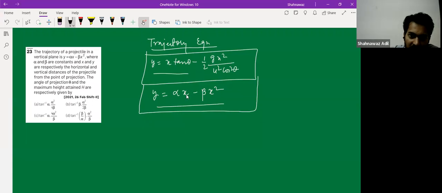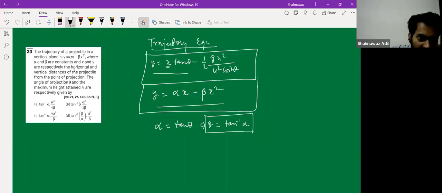So when we compare, the coefficient of x is alpha, and the coefficient of x is tan theta. So from here we can interpret that your alpha will be tan theta, right? So your theta is tan inverse alpha. Okay, so what were they asking? They were asking about the angle of projection theta and the maximum height attained h, respectively.